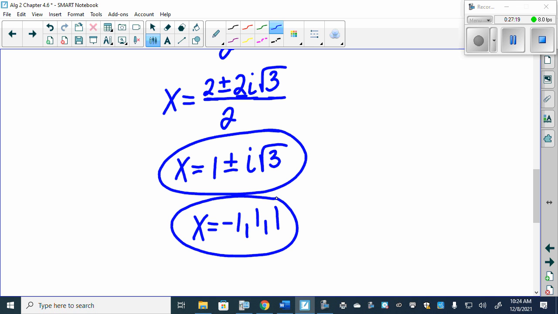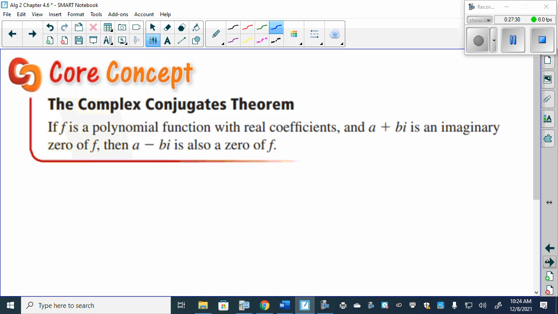Any other questions on this here? If not, the next that we're looking at is the complex conjugate theorem. And this is the theorem I kept inadvertently, I think, saying yesterday instead of the irrational conjugate theorem. I have a tendency to want to say this one over that one. But it works the exact same way.